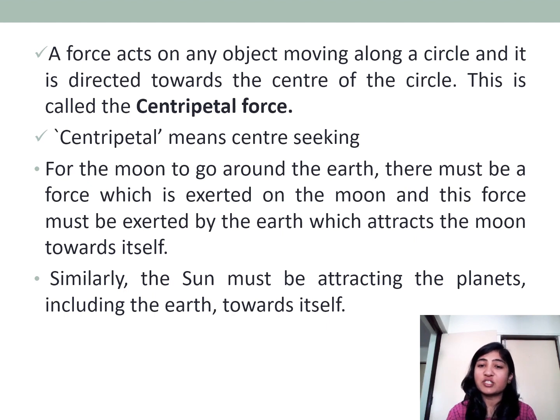Similarly, the sun must be attracting the planets, including earth, towards itself. We know the solar system, where the sun is at the center and all the planets are revolving in different orbits around the sun, right? So the sun is also attracting the planets by gravitational force, which acts as the centripetal force for the circular motion of the planet.